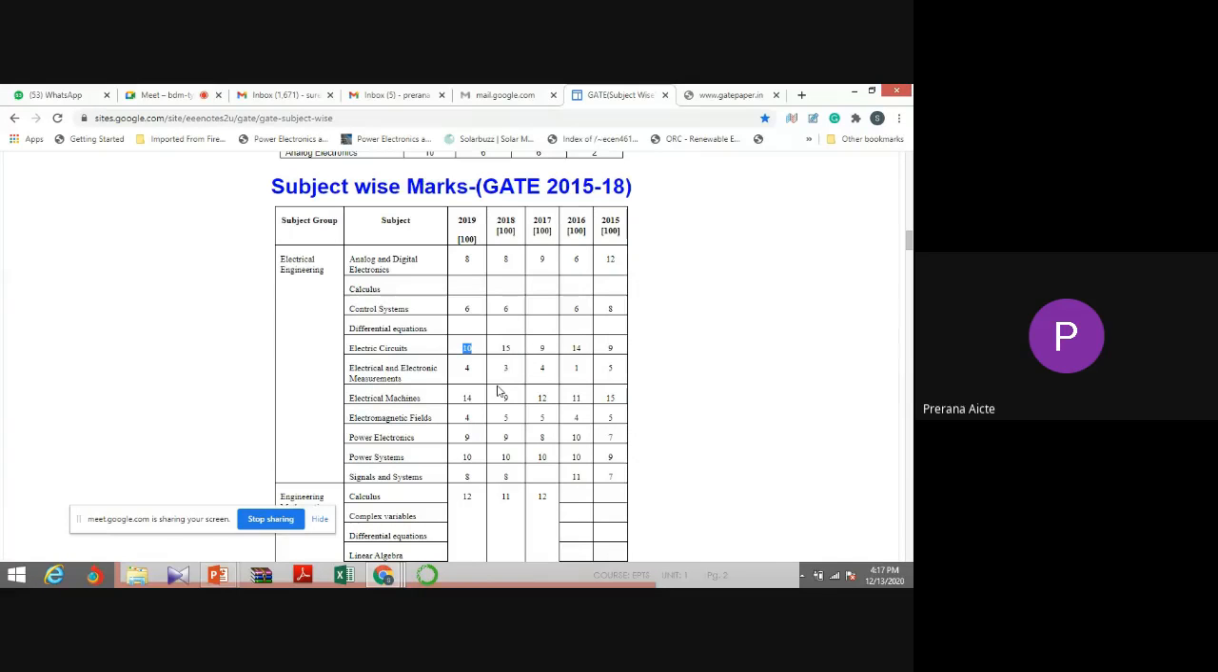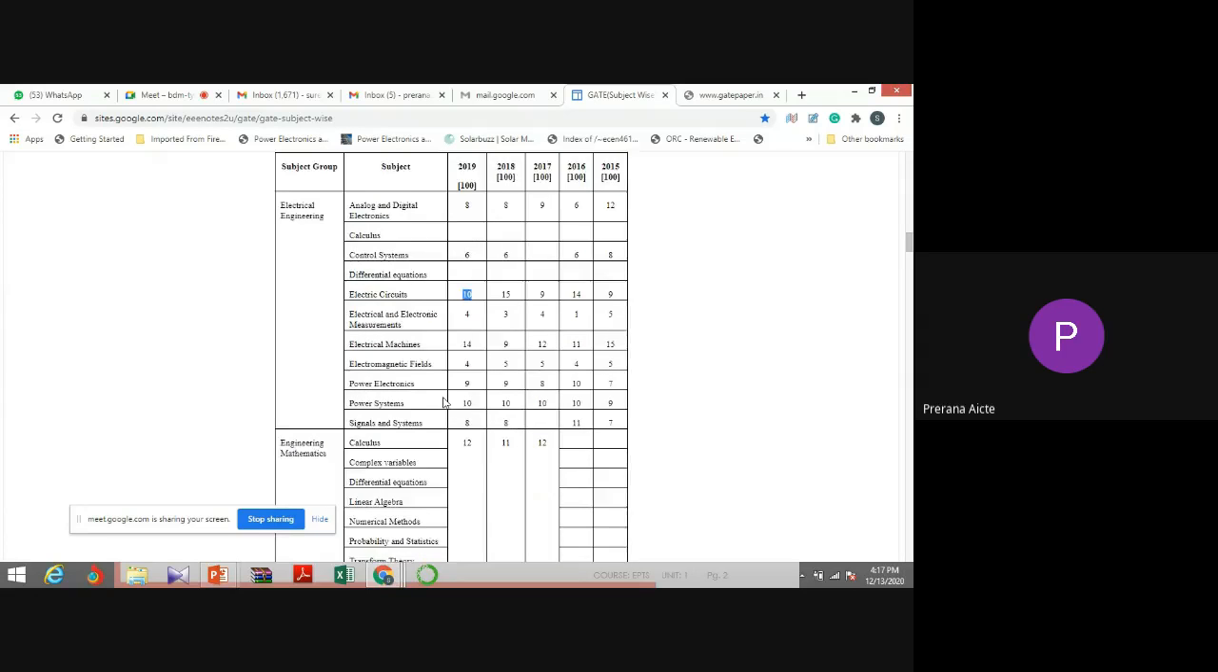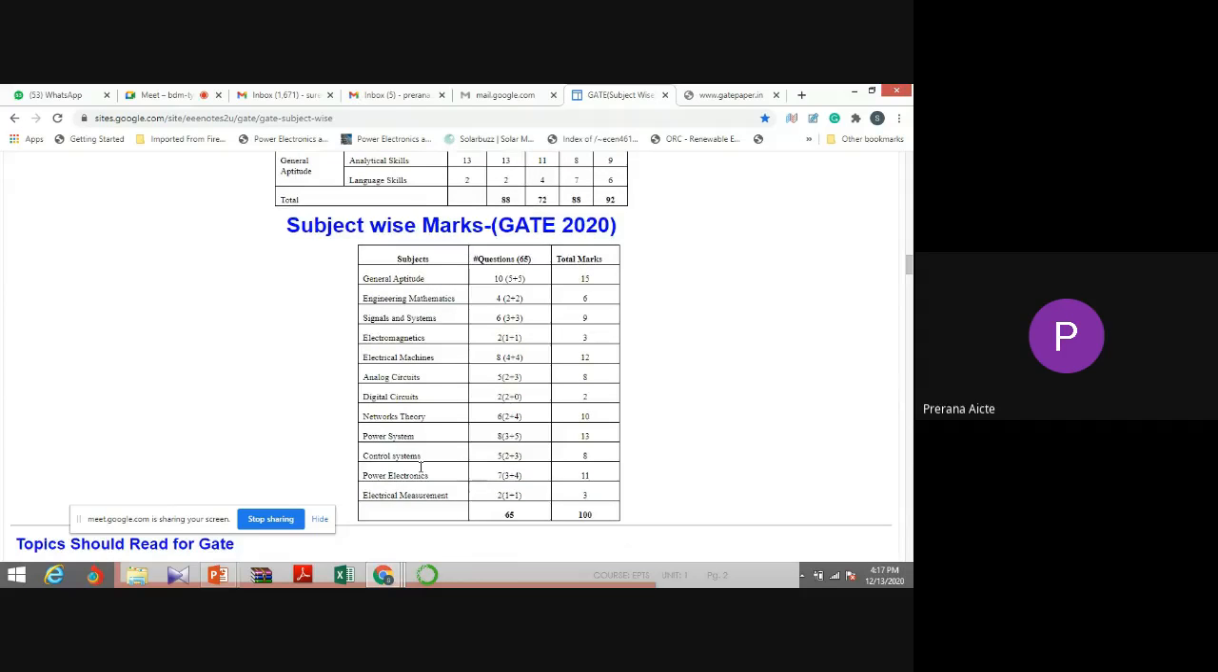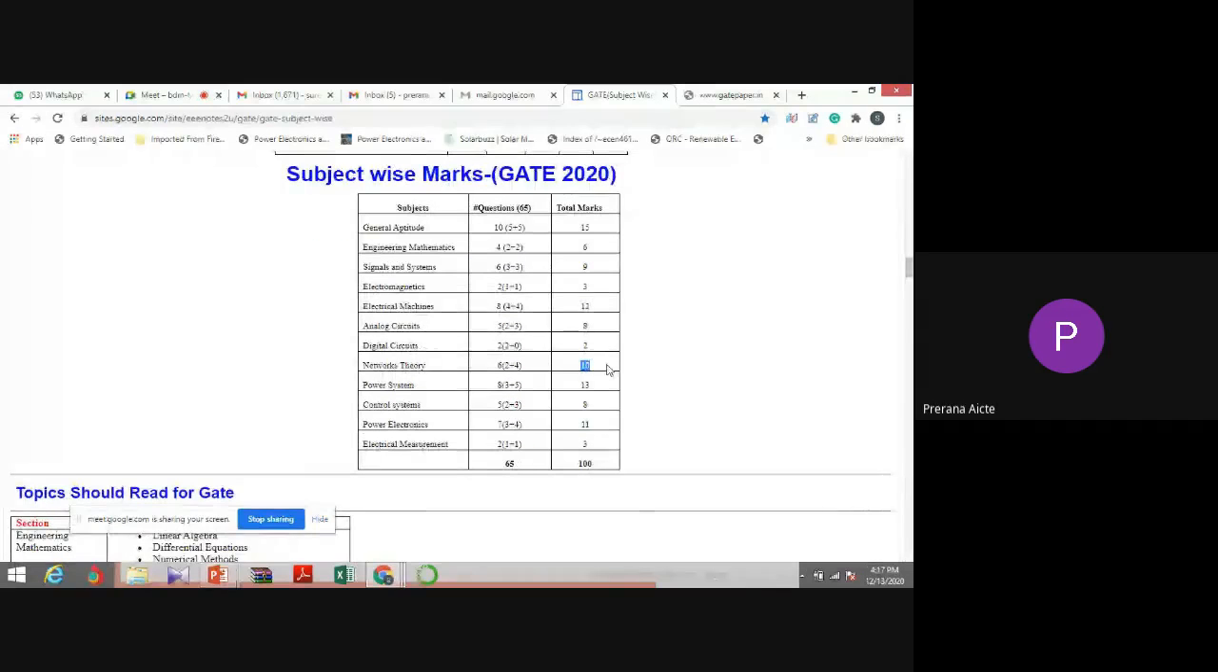The basics are very, very important. After that, this is useful for many applications in control systems, and in analog electronic circuits and electronic circuit analysis we use the same concepts. In GATE 2020, in network theory, they gave 10 marks. They gave 10 marks from network analysis.